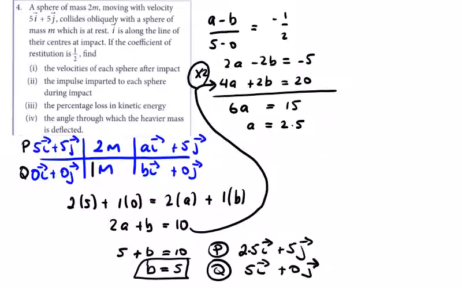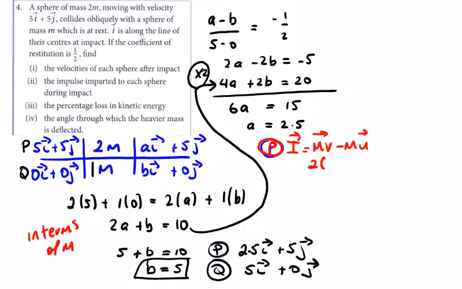Second part, we're asked for the impulse imparted to each sphere during impact. So we take P first for impulse. Take P, just change them to red. So the impulse imparted on P is equal to mv minus mu. So we're going to have 2. Now we can write in terms of m if you want here. We're just doing everything in terms of m. You can bring the m back in if you want, but you know what we're doing here. Just making it a little bit shorter.